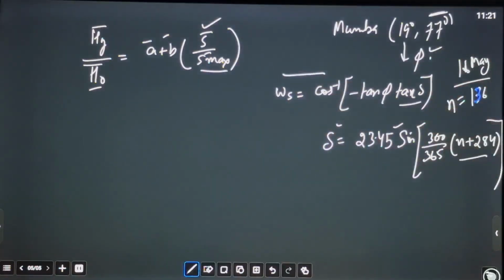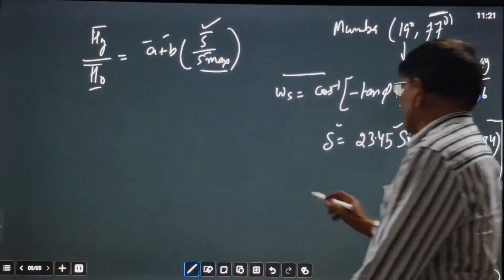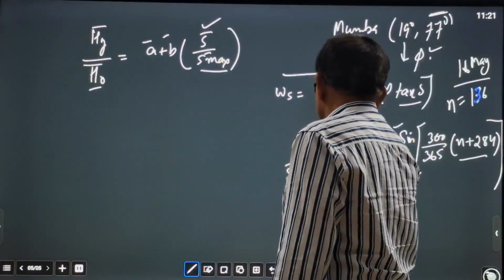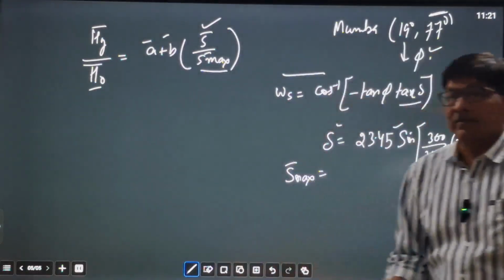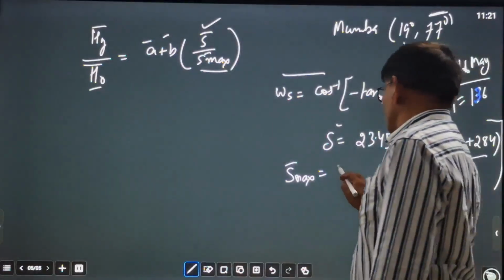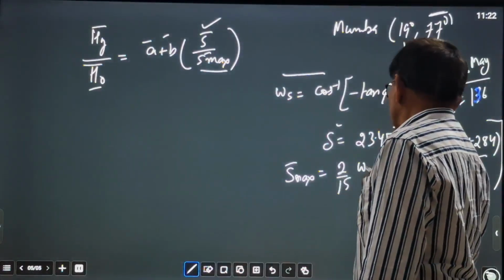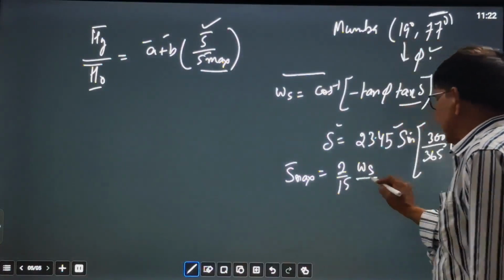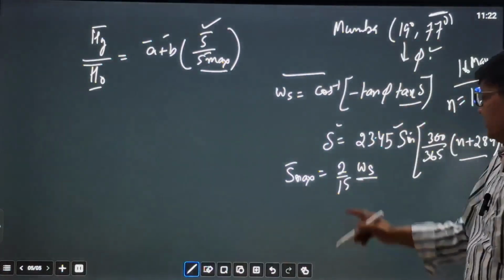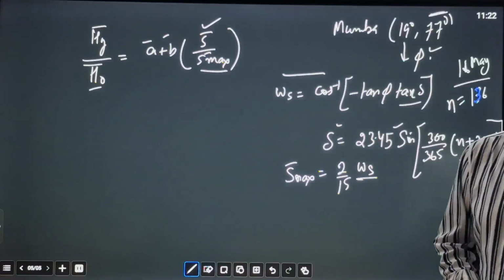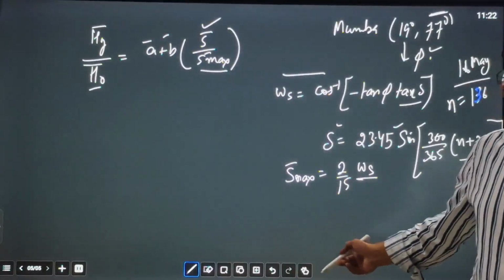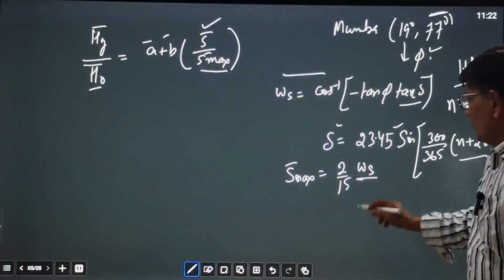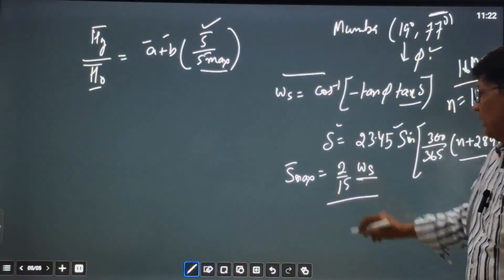by putting this value. Once we get omega s, then S maximum equals, as we already defined in our previous lecture, 2 by 15 times omega s. That omega s is in degrees, always in degrees. If it is given in radians, then we have to convert it by multiplying by 180 by pi to get degrees, then we find out S maximum.